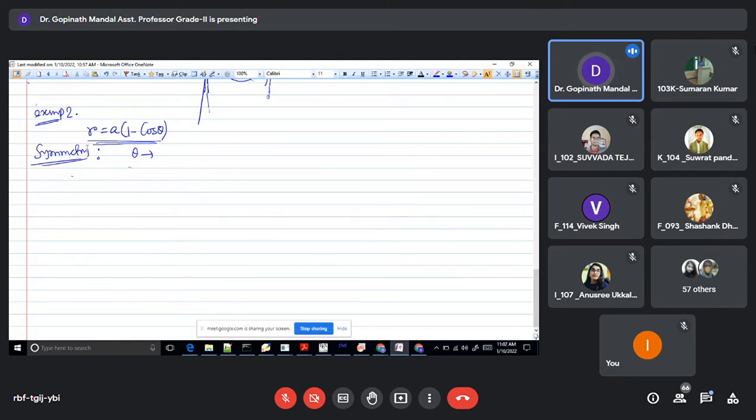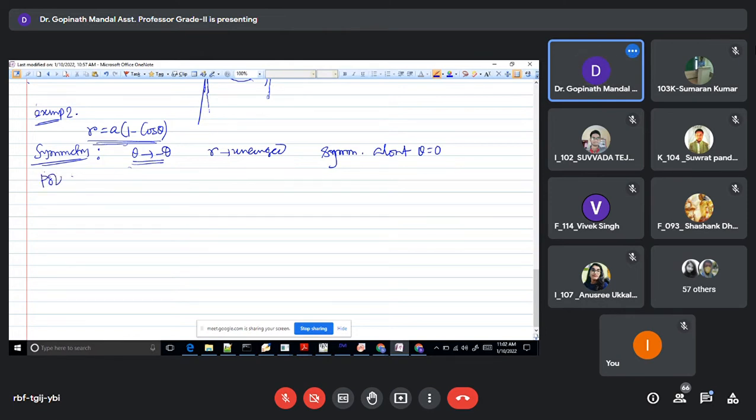Now, if we change theta to minus theta, then r remains unchanged. That means the curve is symmetric about theta equal to 0. You should check all the other cases, but we find only this case, symmetric about theta equal to 0.